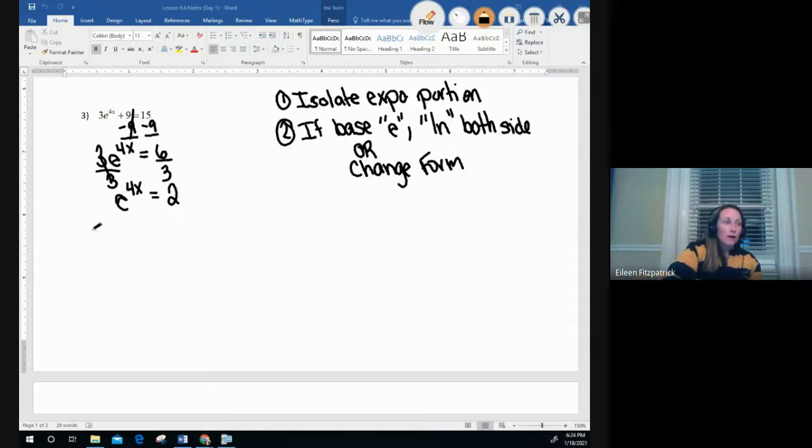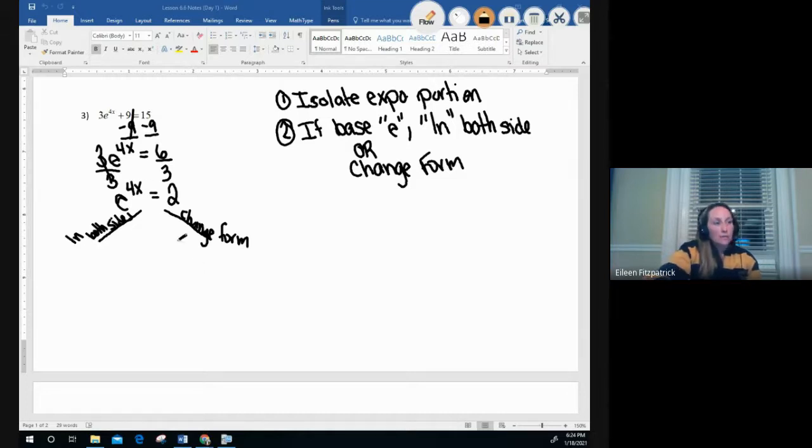So this is where you have your two options. You're either going to ln both sides or you're going to change forms. So I'll write ln both sides is going to be this option, and this way is going to be change forms. You're going to get the same answer both ways. So I'm going to do change forms first because it's faster.